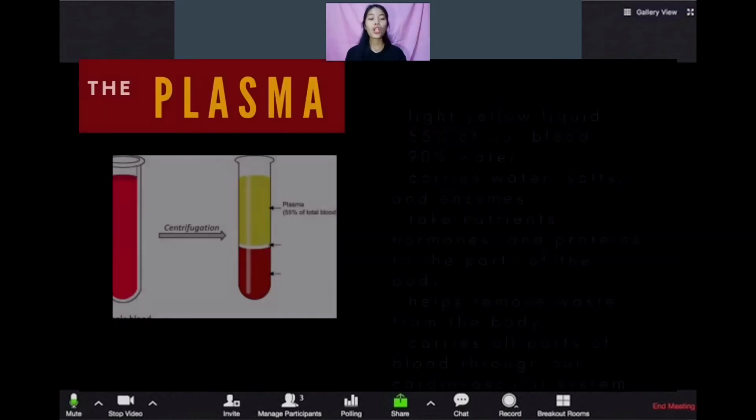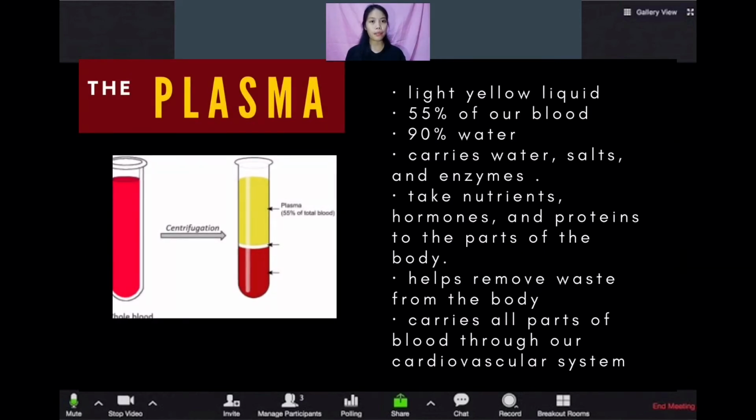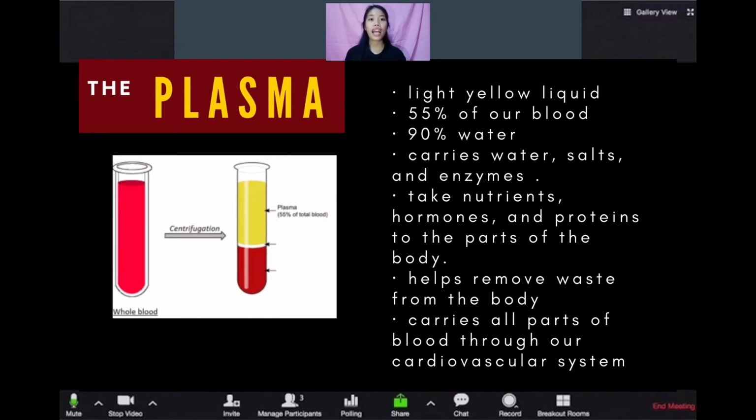Now, let's look closely at the plasma. Plasma is a light yellow liquid, and it is the largest part of your blood. It makes up 55% of it and is 90% water. That's why being hydrated is very important. It also carries water, salts, and enzymes.